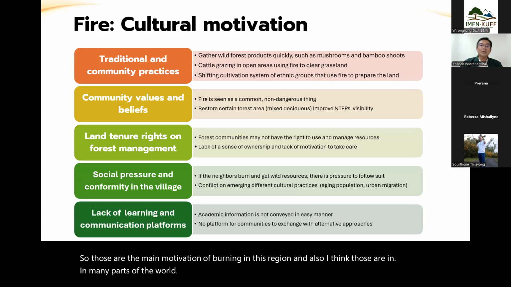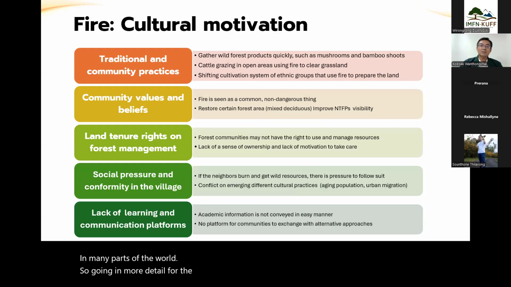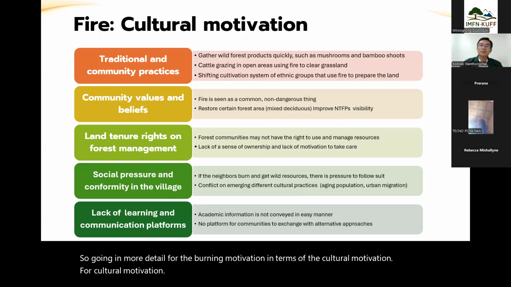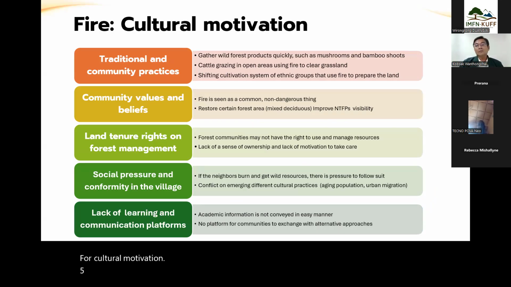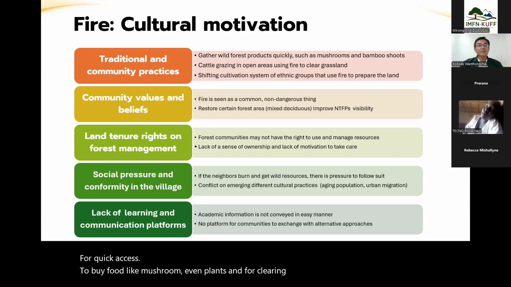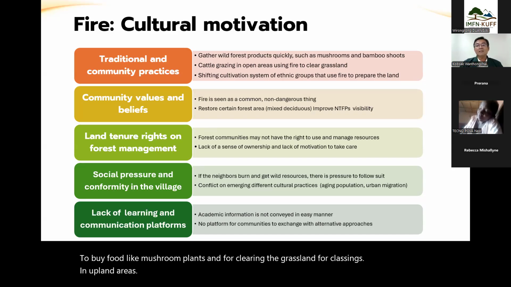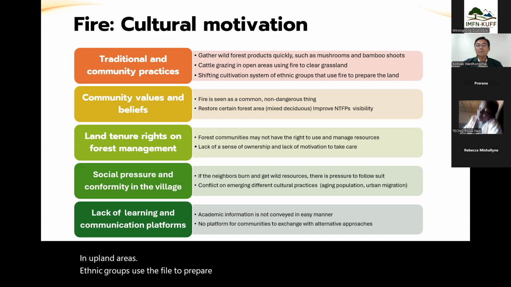So going into more detail on the burning motivations, starting with the cultural motivation. Fire use in rural and forest communities is strongly shaped by culture. It is not just a tool, it is a tradition. The first, communities rely on fire for quick access to wild food like mushrooms and edible plants, and for clearing grassland for grazing. In upland areas, ethnic groups use fire to prepare the land for shifting cultivation, which sometimes we call slash and burn.